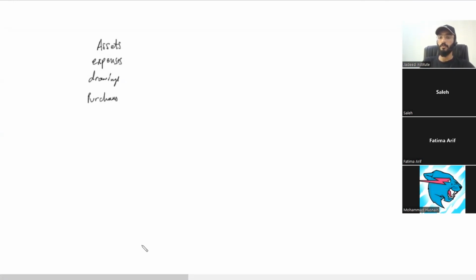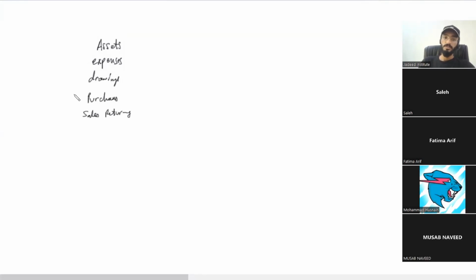We've gone into these before, but now we're getting into it again. Purchases and sales returns. We went into the concepts of each one of these individually, but right now we're just focusing on the revision of it. All these have something in common. You know what's common in all of them? When they go up, they are debit.